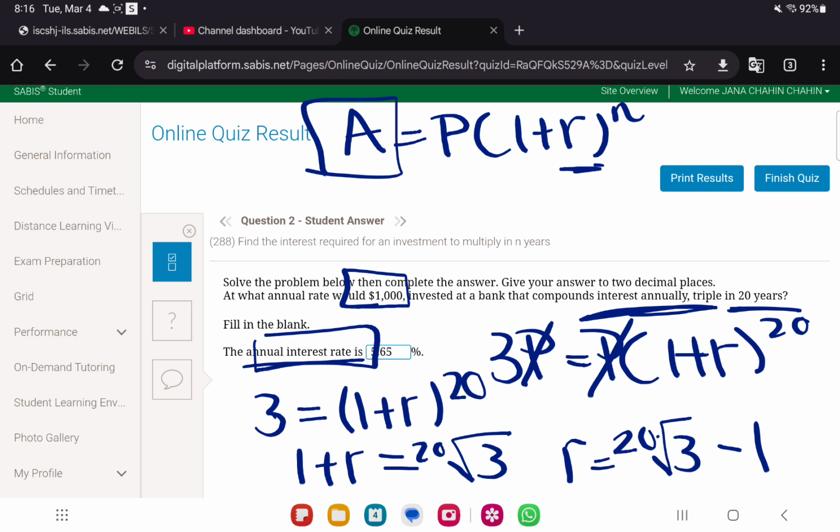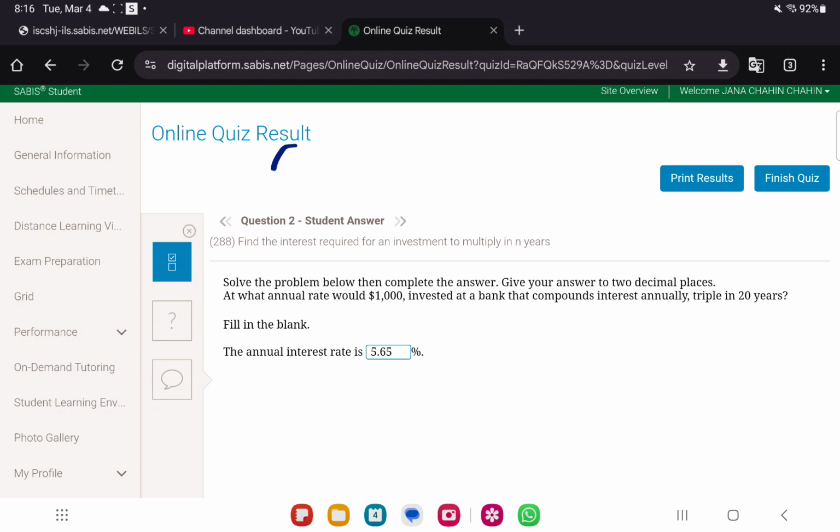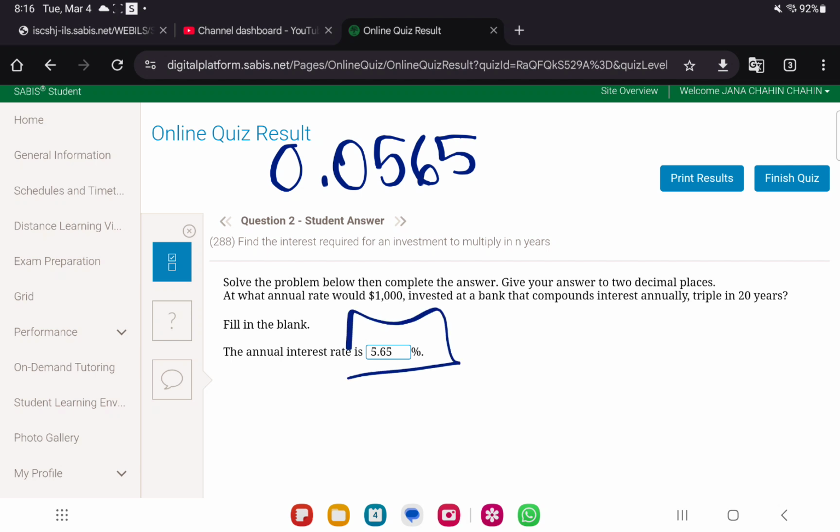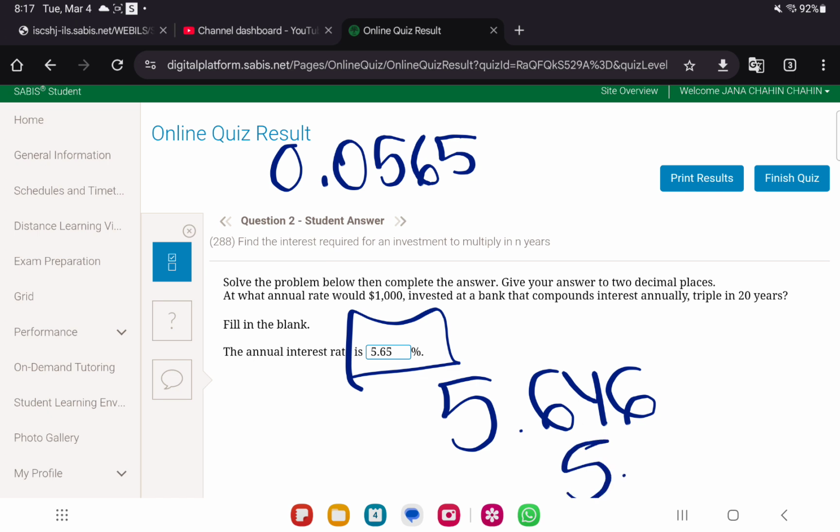Let me clear the page. We get 0.0565, because of the 4, 6, and 5. Now they want it as a percentage, so multiply by 100 and you get 5.646. So 5.65, because in all of them it was to 2 decimal places.